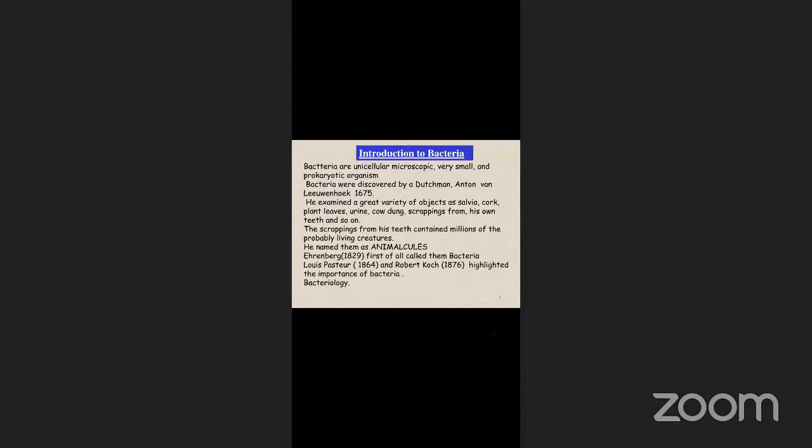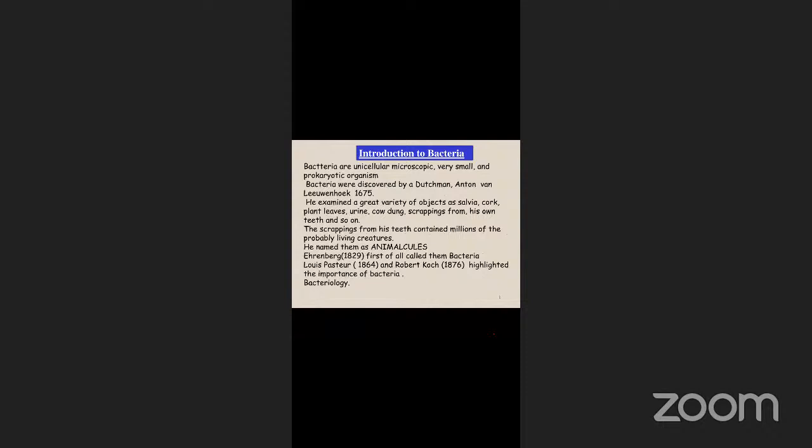Generally the term bacteria was first used by the scientist Ehrenberg in 1838. Ehrenberg first called them bacteria. When Leeuwenhoek scraped his own teeth, the yellow scraping contained millions of living creatures, which he observed under the microscope. Remember, bacteria and viruses we can't see with our eyes, only under the microscope.